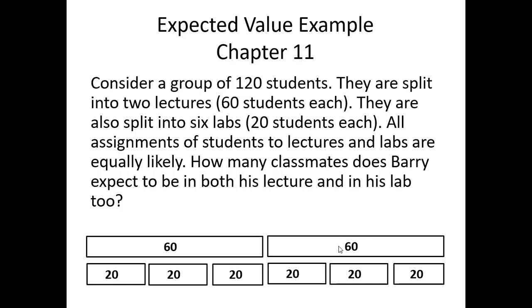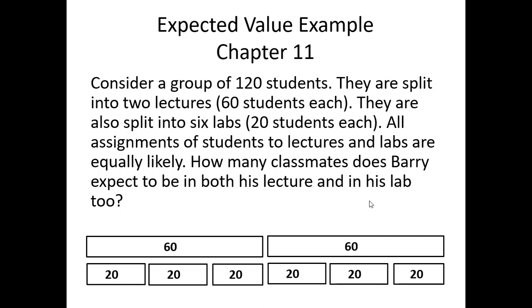Then the same 120 students are split into 6 labs with 20 students each. Okay? And all assignments of students to lectures and labs are equally likely. We could really think of this as random assignments. So this second level here represents the 6 labs of 20 each. The question is, how many classmates does Barry expect to be in both his lecture and in his lab? Okay, so it's an expectation problem.